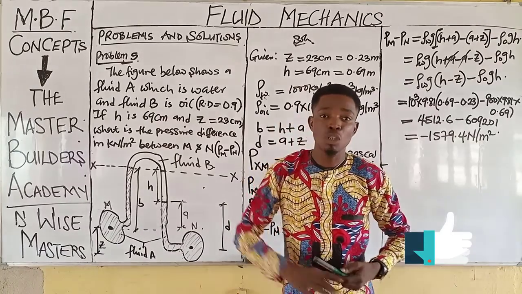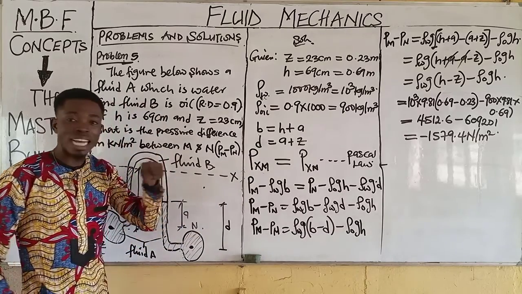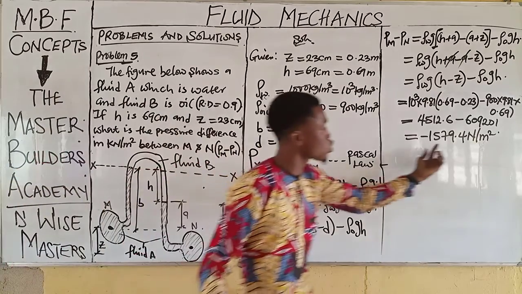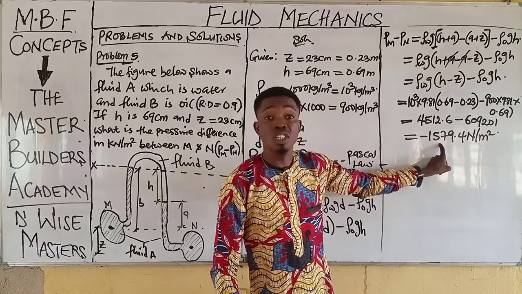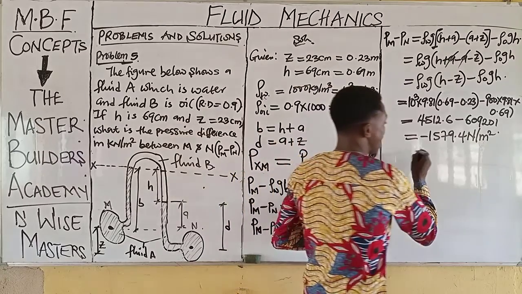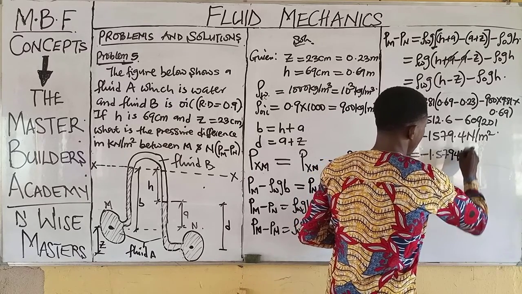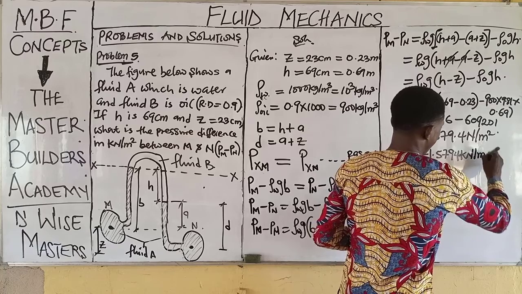Now the question said that we should leave our unit in kilonewton per meter squared. And when we convert this to kilonewton per meter squared, we will simply divide this value by 1000. And when we do that, the final answer becomes negative 1.5794 kilonewton per meter squared.